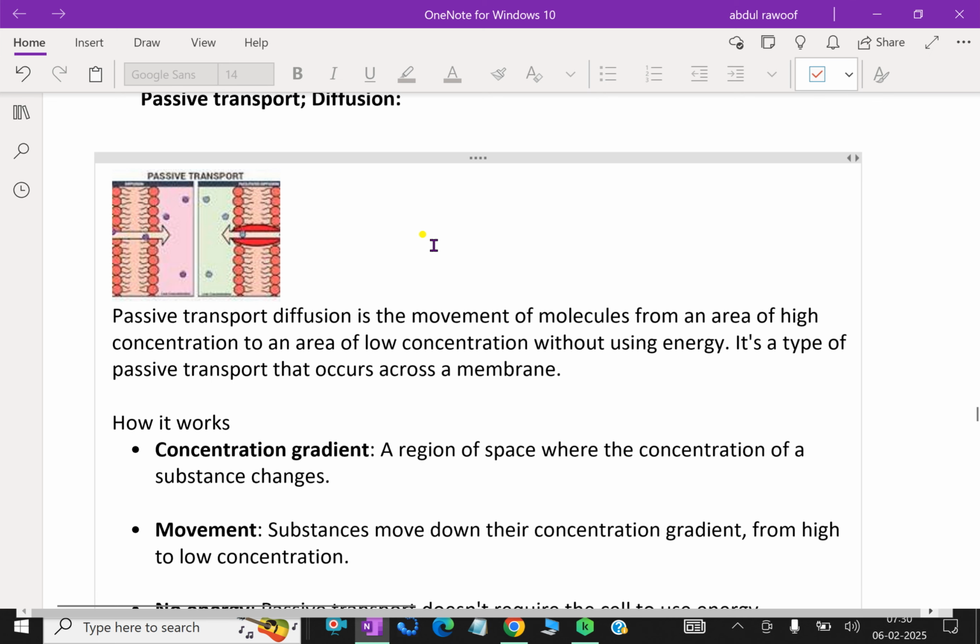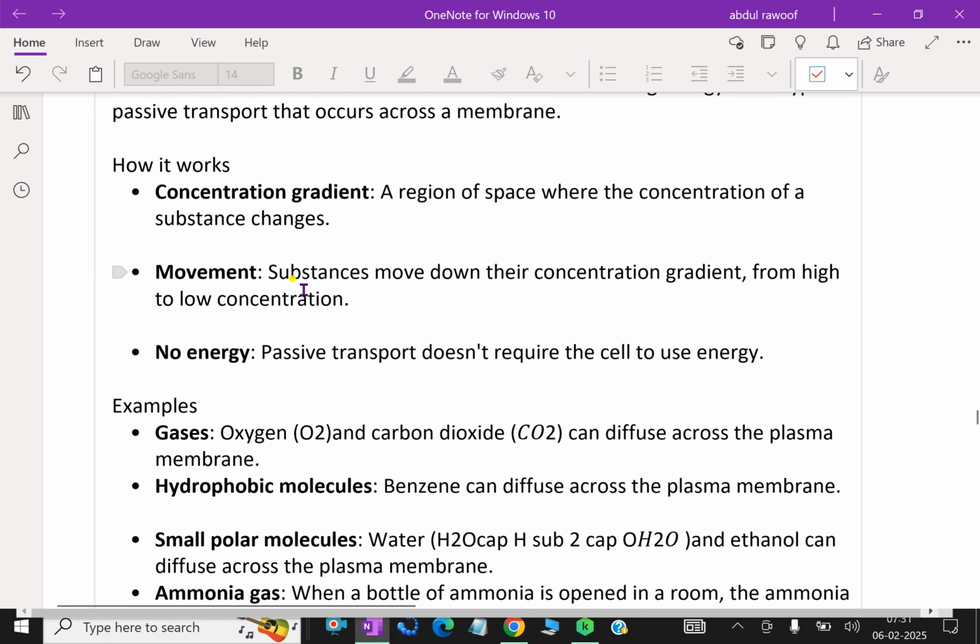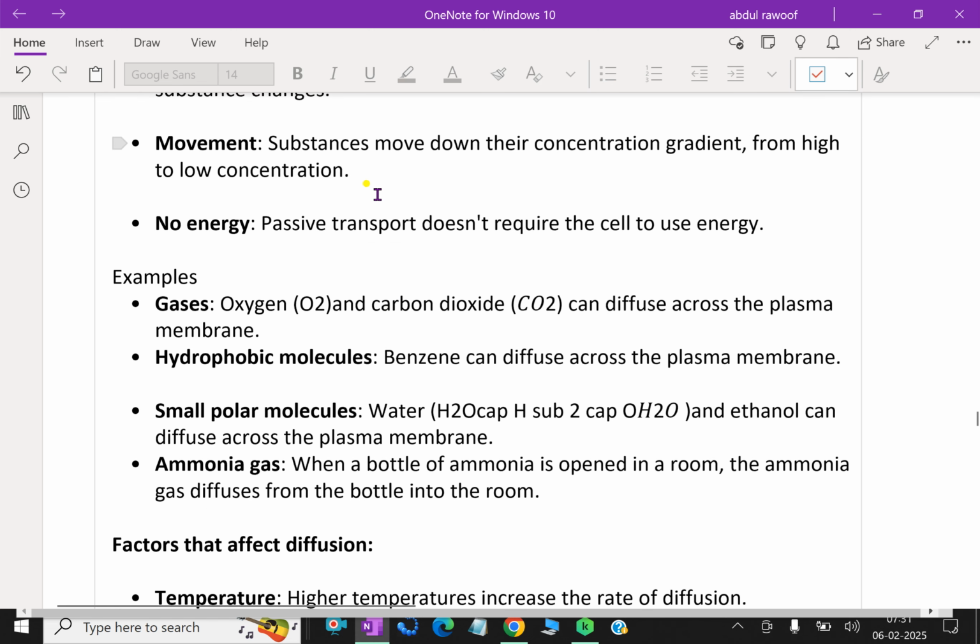Next, passive transport: diffusion. Passive transport diffusion is the movement of a molecule from an area of high concentration to an area of low concentration without using energy. It is the type of passive transport that occurs across a membrane. How does it work? The concentration gradient is the region of space where the concentration of a substance changes. Movement: substances move down their concentration gradient from high to low concentration. No energy: passive transport does not require the cell to use energy. It automatically happens.